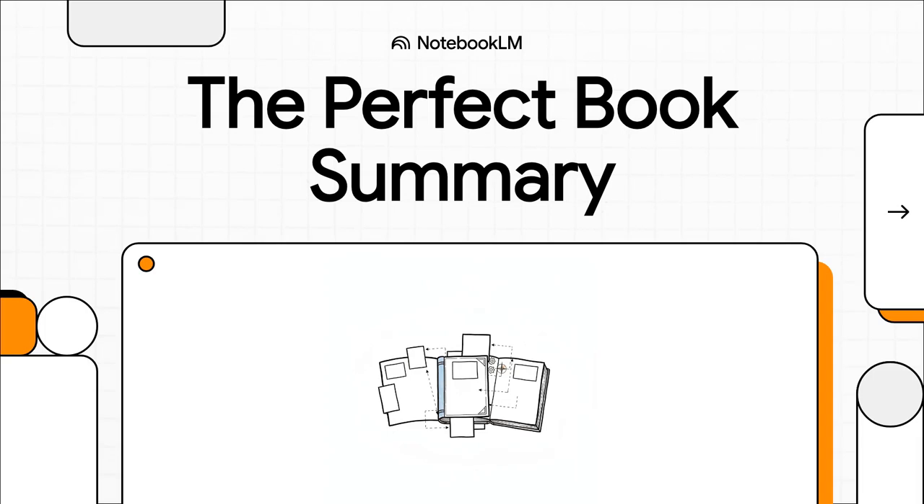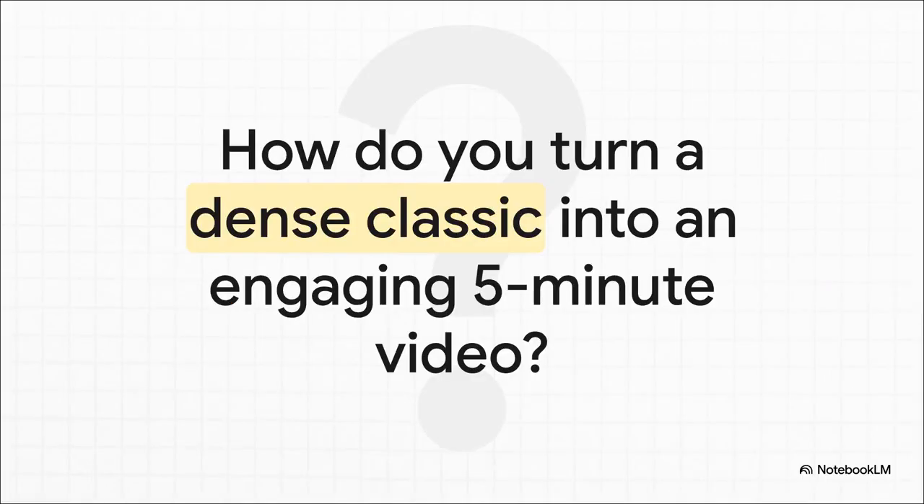Have you ever wondered how to create the absolute perfect book summary? Well, today we're pulling back the curtain and revealing a blueprint that can turn even the densest classics into truly compelling content. I mean, think about it. Imagine you have to summarize A Tale of Two Cities in just 5 minutes. You're talking hundreds of pages, super complex themes, a huge cast of characters. It feels impossible, right? How do you even start?